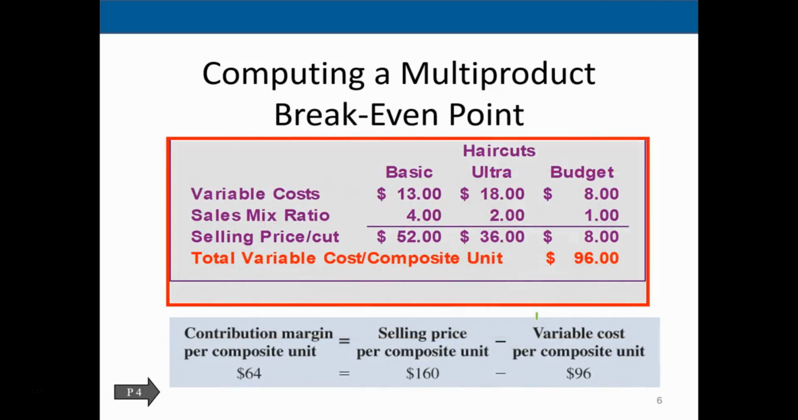And then if we did the same thing for our variable costs, we're taking the 13 times the 4, gives us the 52, the 18 times the 2, gives us the 36, and the 8 and the 1 gives us the $8. That would be the variable cost. Therefore, if we think about our composite contribution margin, we have the selling price of 180 minus the 96 will give us our 64. So our composite unit now is 64.